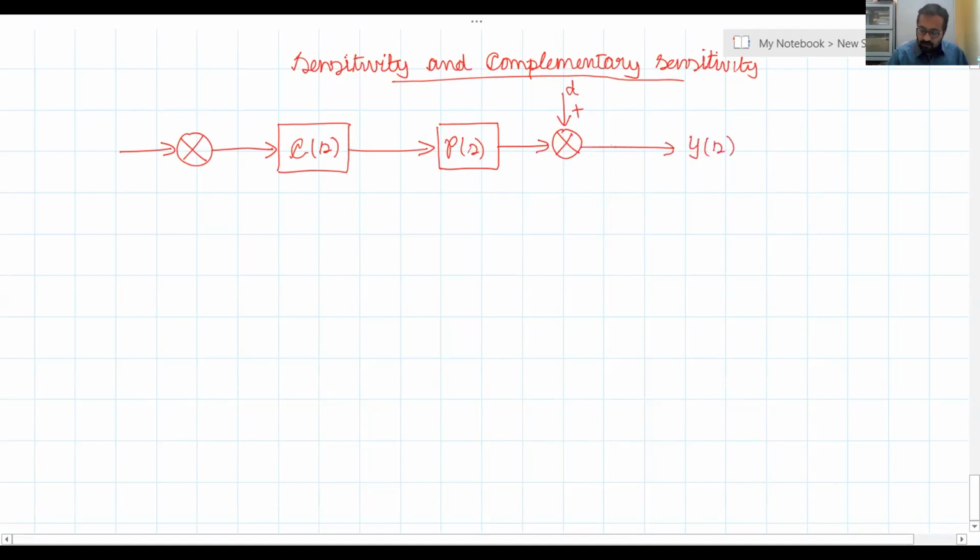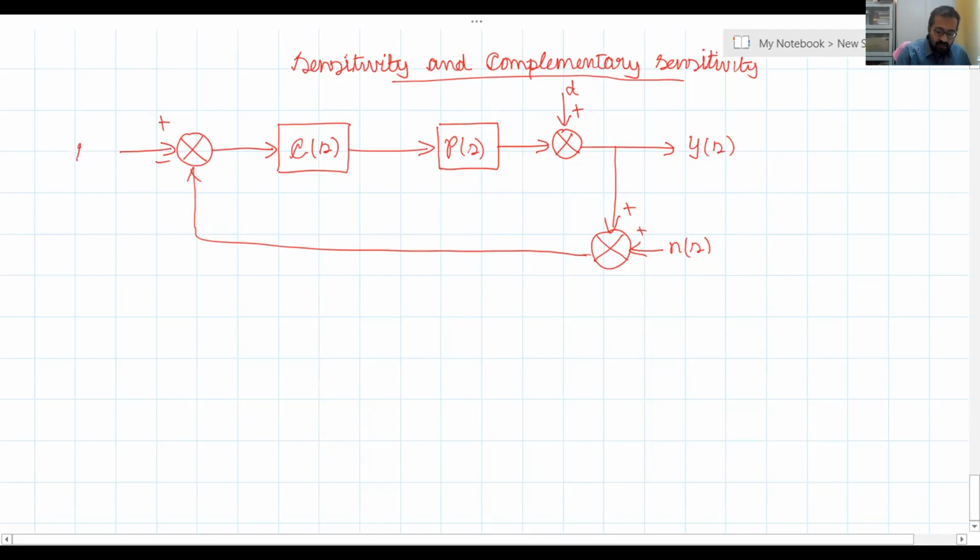So this is being sensed by a sensor, which gets corrupted by a noise, high frequency noise N of S, and that is fed back. I assume that the feedback is a perfect negative feedback, so that the feedback gain is 1, or the feedback transfer function is unity. Here also this gets added up.